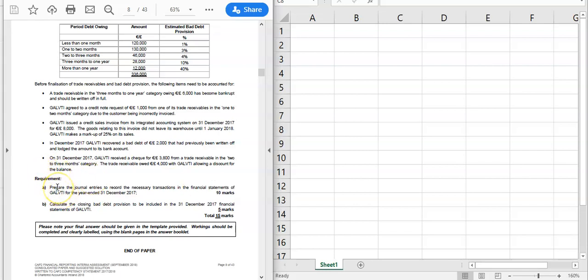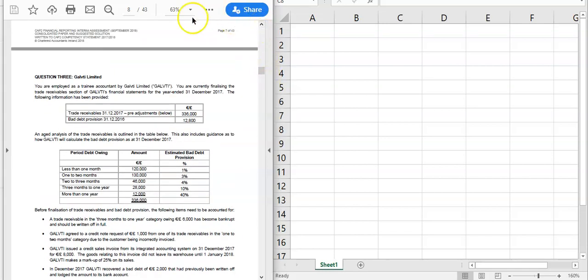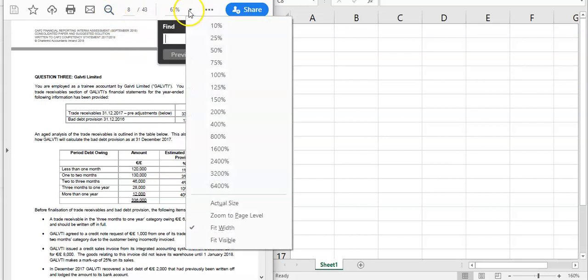Part A is asking you to prepare the journal entries to record the necessary transactions, and then calculate the closing bad debt provision at the end of 2017, for 15 marks. Again, I'm assuming you've read through the question. If not, try and pause this and read through it and then come back.